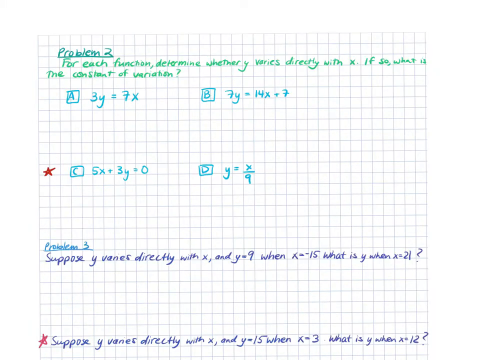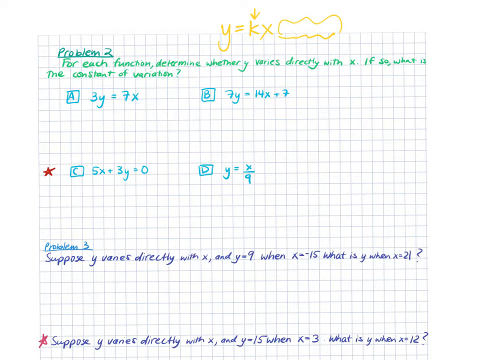Okay, so that was looking at the function as a table. Now we're going to look at it as an actual function. So for each function, we're going to determine if y varies directly with x. And really all we're looking for is, can we put it in the format y equals some number times x? And that's it. There's nothing being added here or subtracted. And then it's just some number, whether it's a fraction or negative or anything, it's just being multiplied by x, and that's it. So we do need to solve these for y.